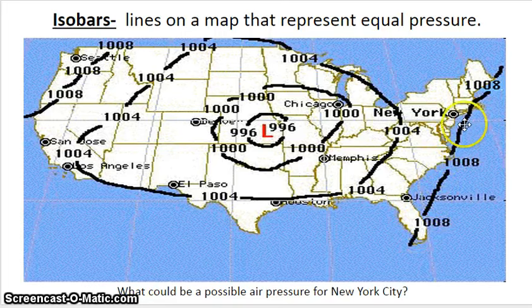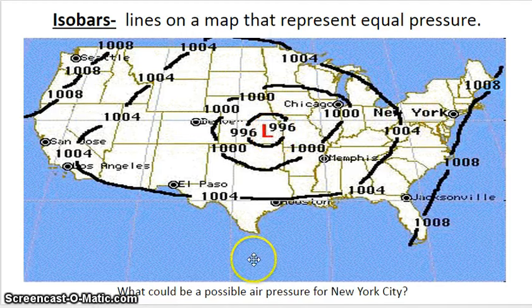We see this line here represents the 1008 millibar pressure line, and you can see it kind of goes off the map, and then it would come back on over here. This is the 1004 isobar. This is the 1000 isobar, and this is the 996. And so in the middle here is the low pressure system.